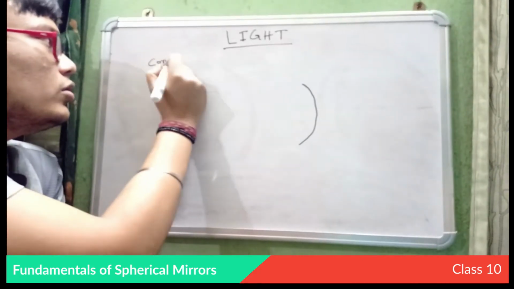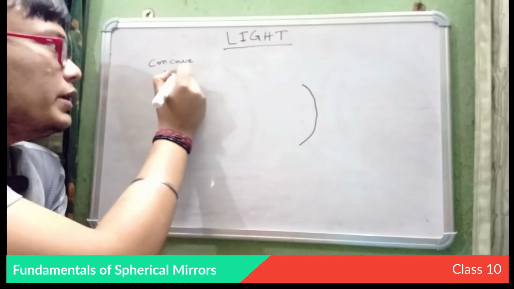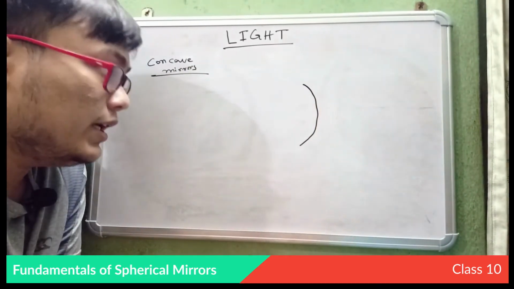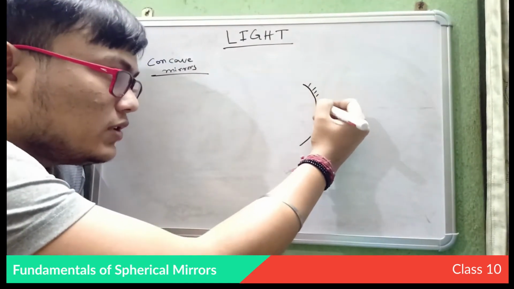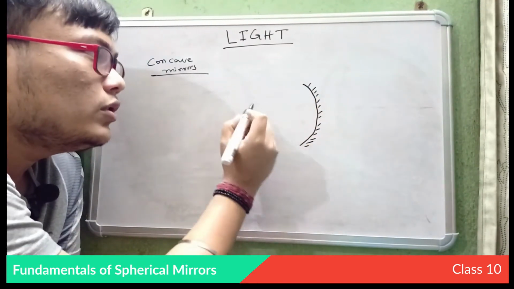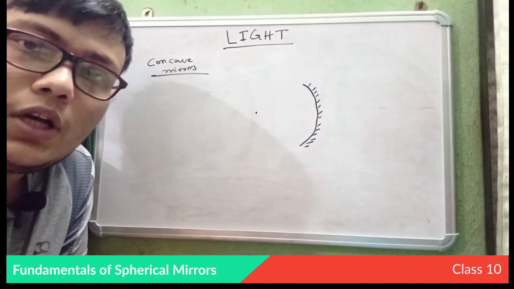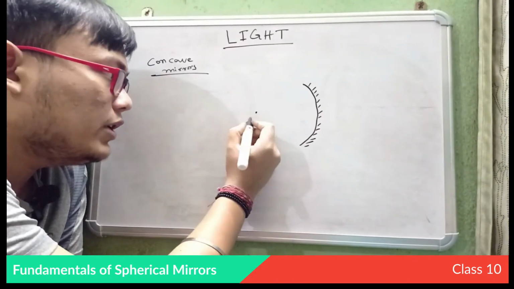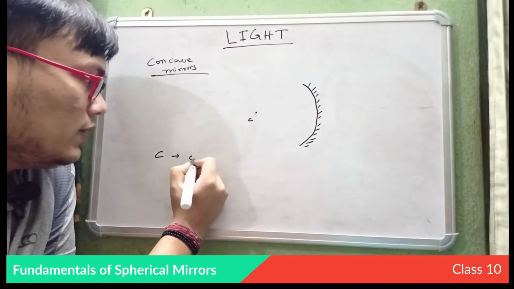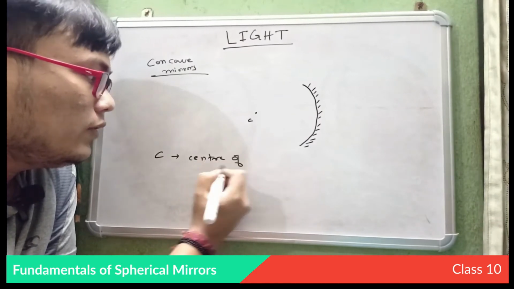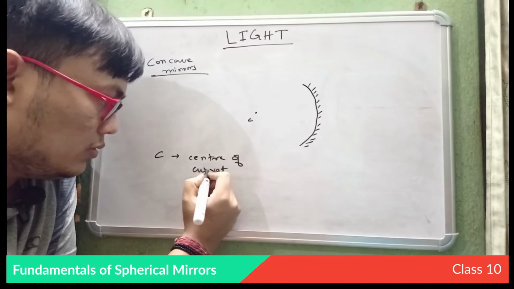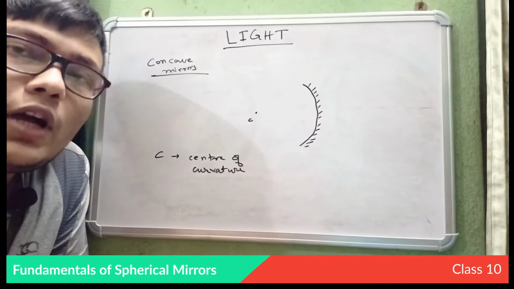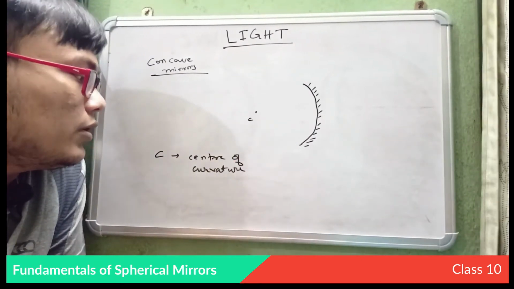we are checking for concave mirrors. The reflecting surface is towards the inside, and the polished surface is towards the outside. This is the center of the hollow sphere. This center is also known as the center of curvature. C refers to the center of curvature of the concave mirror.